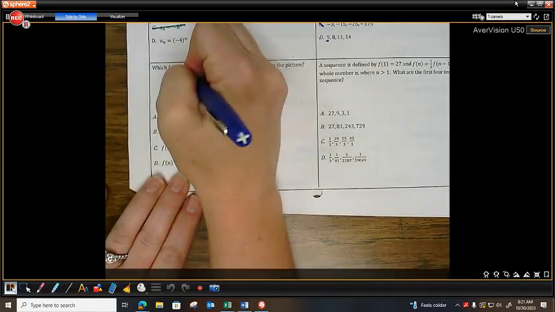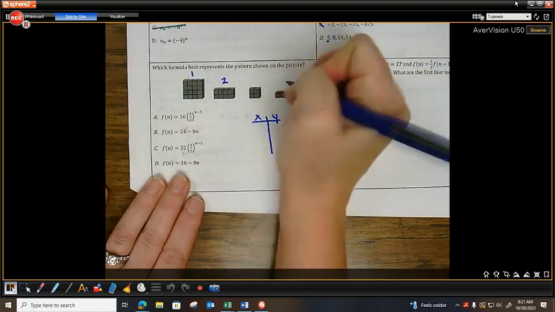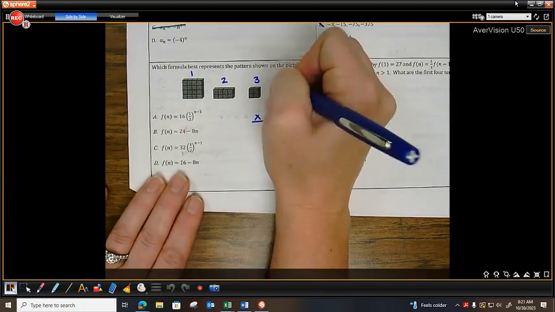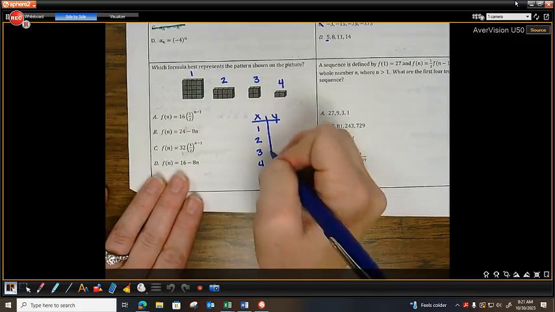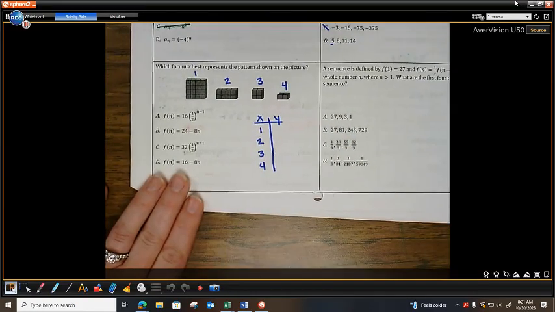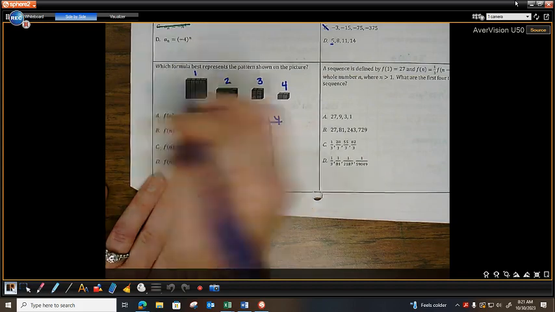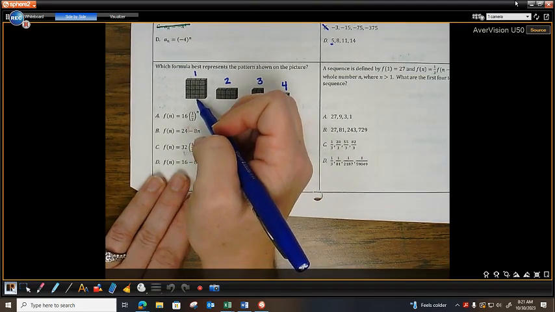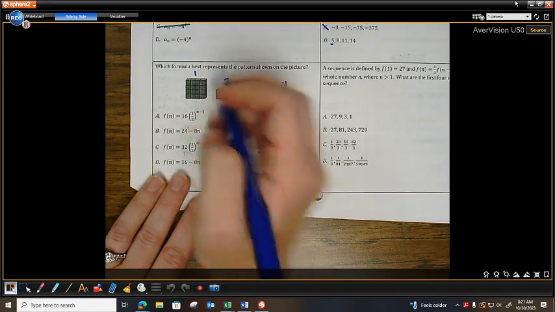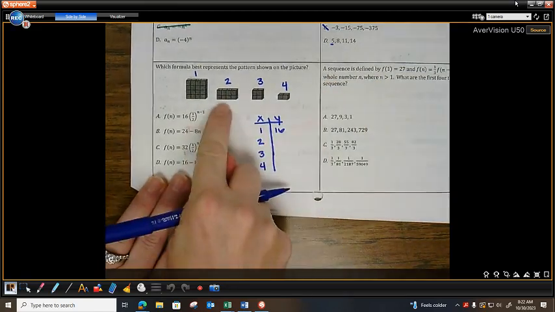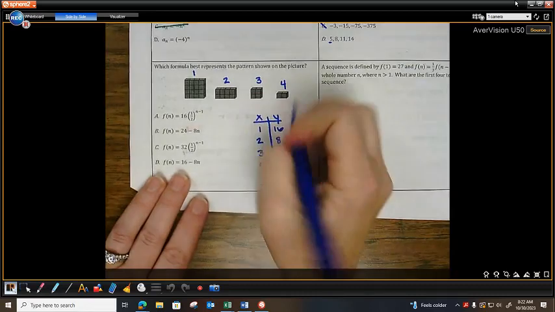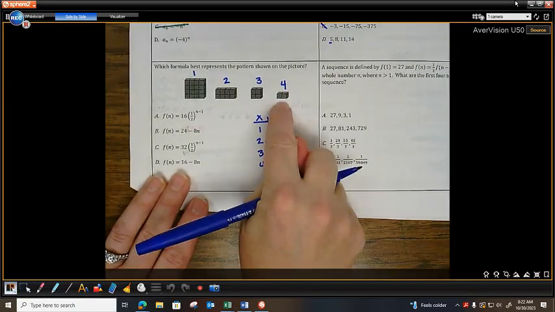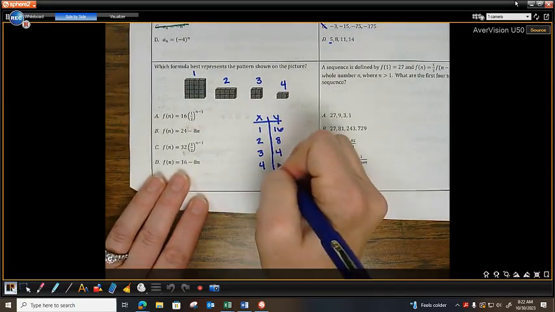Okay, so this is my first term, second term, third term, fourth term. So 1, 2, 3, 4. We good with that? How many boxes are in my first term? How many little cubes? 16. How many are in my second? 8. How many are in my third? 4. How many are in my fourth? 2.